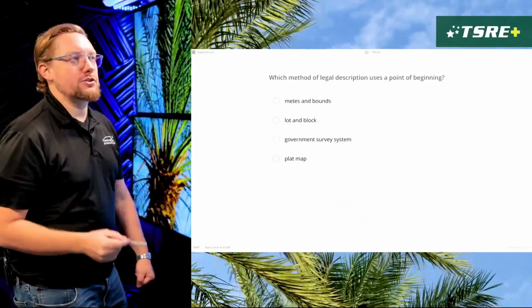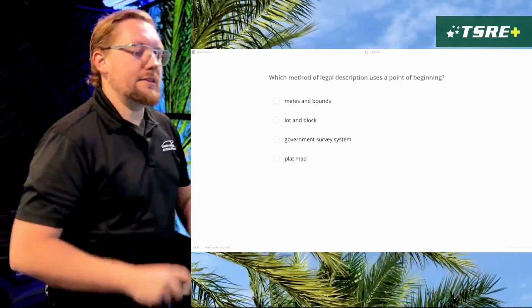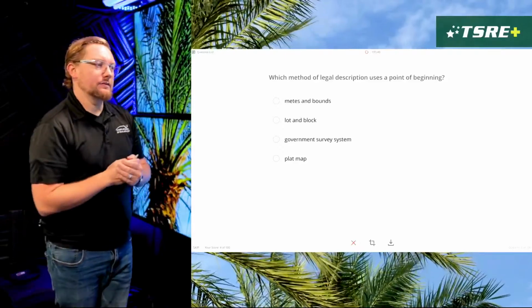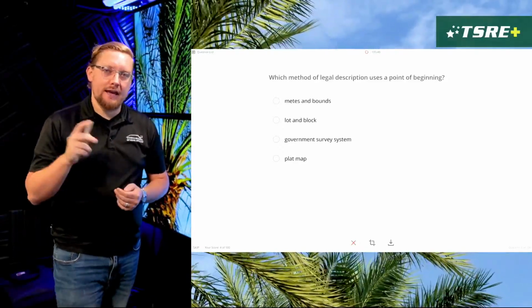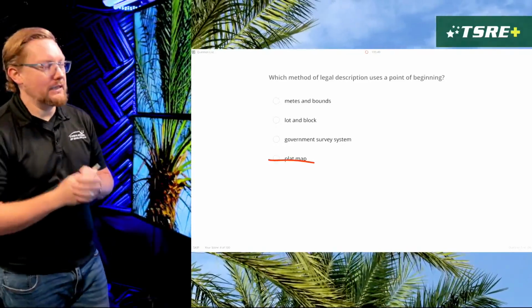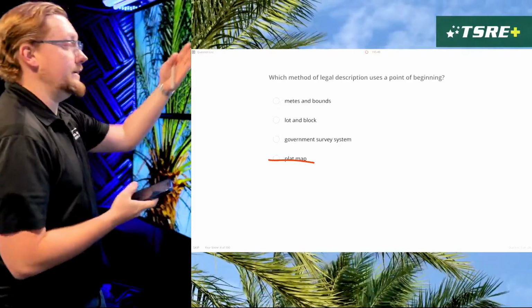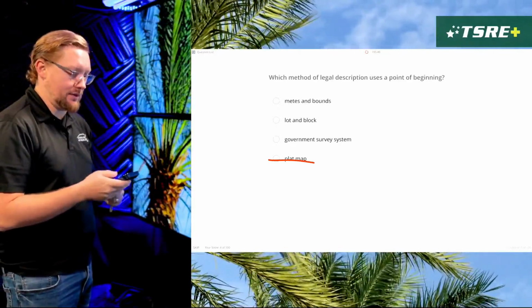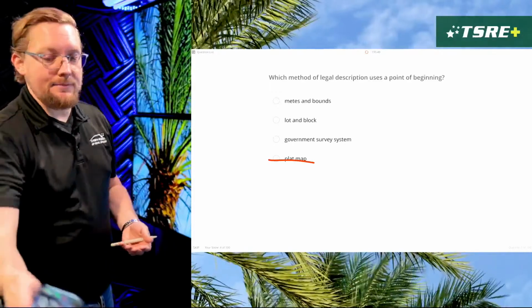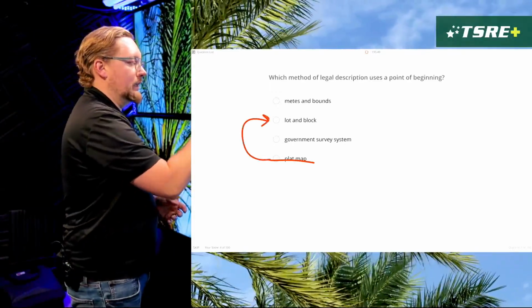Which method of legal description uses the point of beginning? So one of these on here is not a method of legal description. And that one that is not a method of legal description is the plat map. The plat map is not a method of legal description. So that leaves us with three options. If you could remember that plat maps are not a method of legal description. As a matter of fact, they're actually used with the lot and block method.